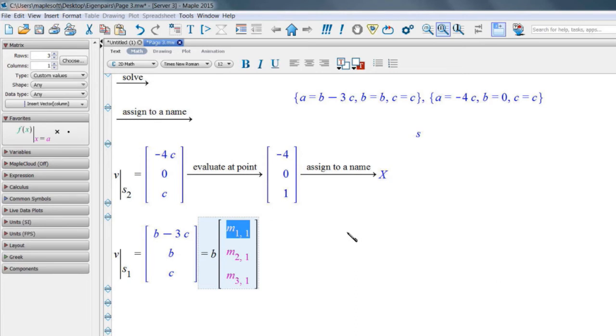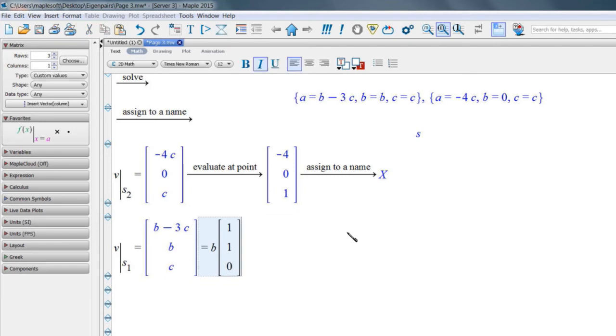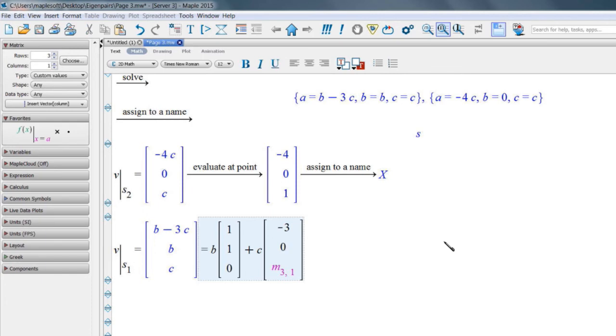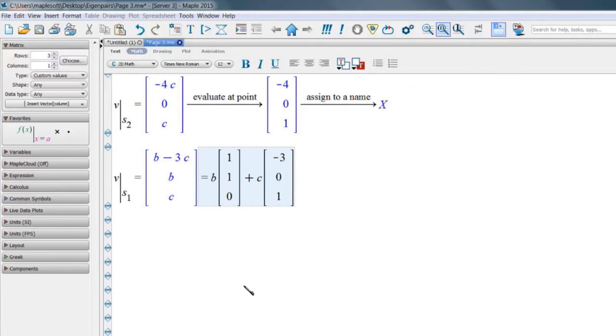B appears in the first entry. It appears in the second entry. It does not appear in the third entry. But that's not all. You have a C here to tack on, and it has to multiply a vector that has -3 in the first entry, nothing in the second, because there's no C in the middle component, and a 1 in the third component. So these are actually the other 2 vectors I want. The question is, how can we get them efficiently?